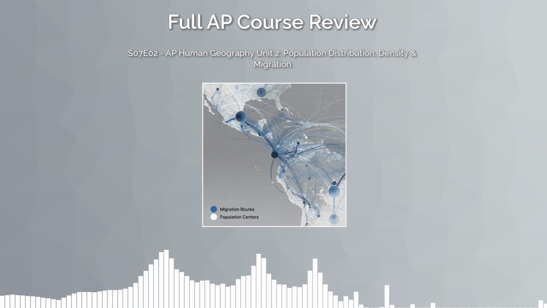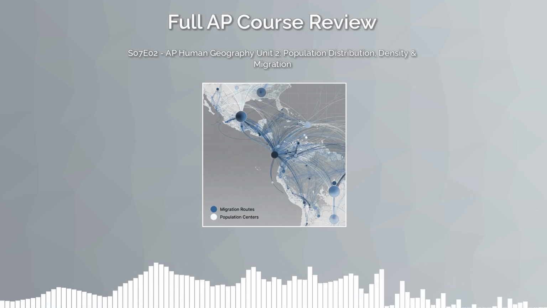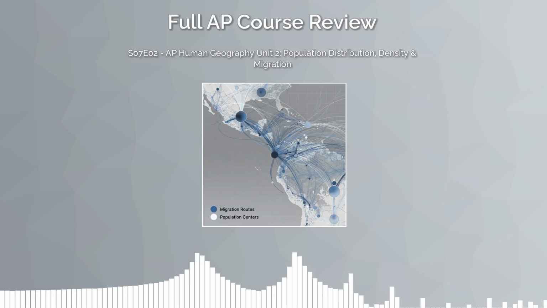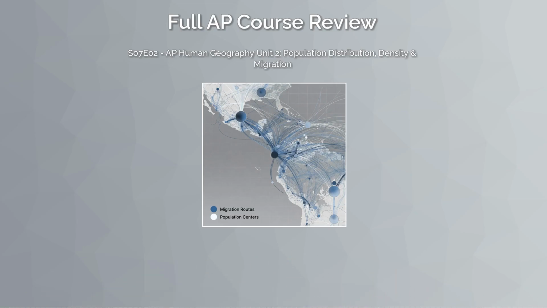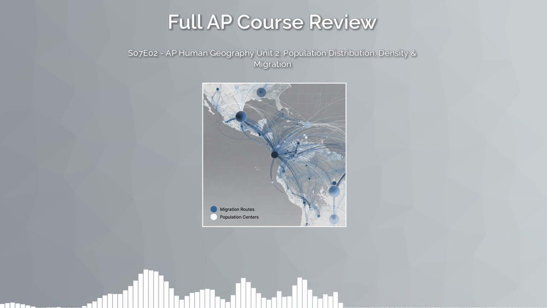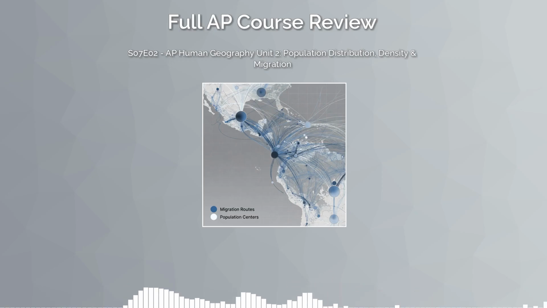The 5 rates you need to master for the AP exam are the crude birth rate, the crude death rate, the natural increase rate, the total fertility rate, and the infant mortality rate. Each one tells a different part of the story, and together they paint a full picture of where a country sits in its demographic journey.